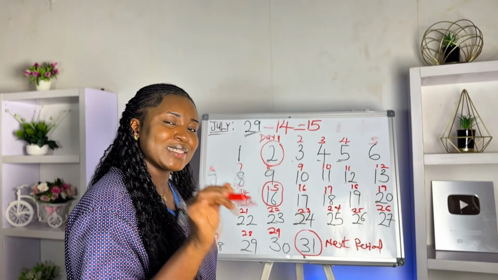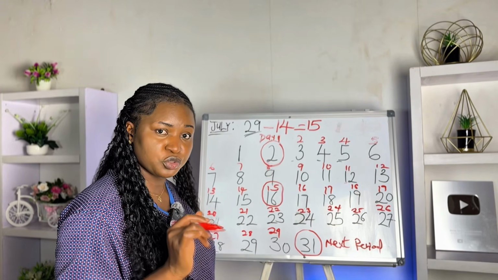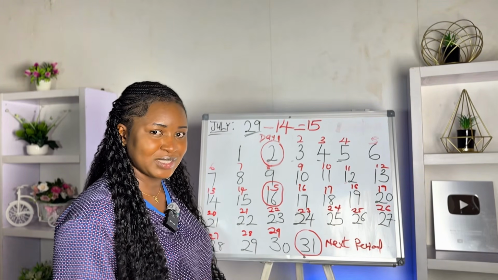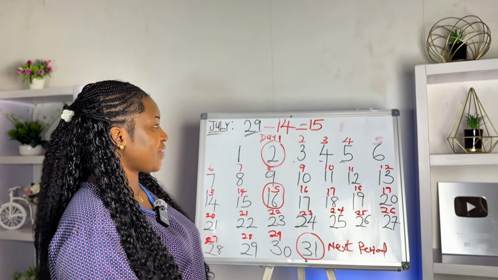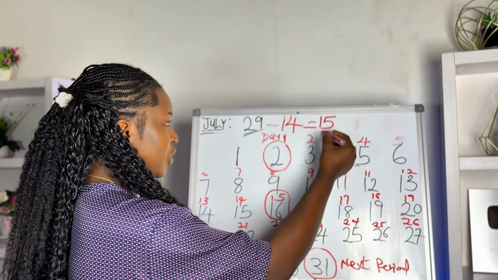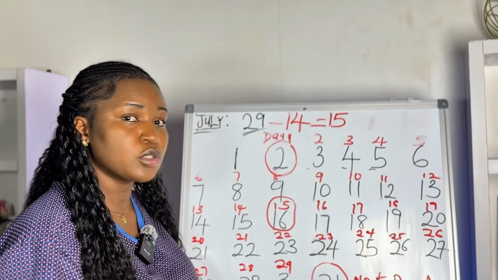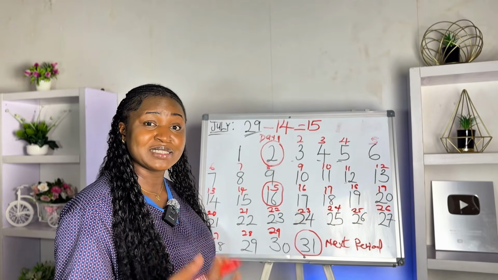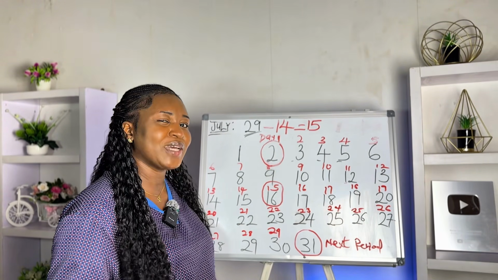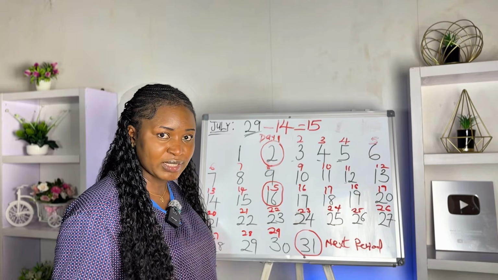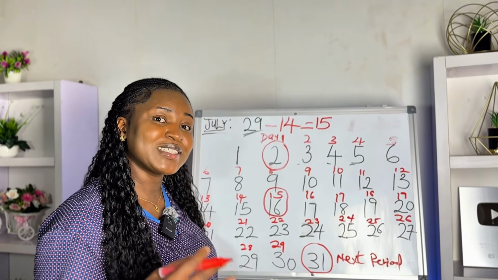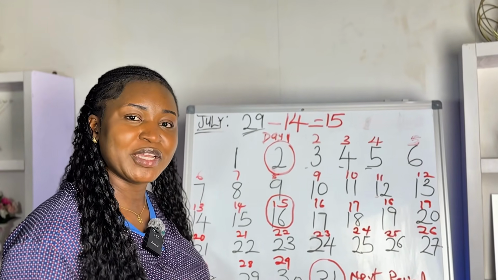Now, this is one part I need you to pay close attention to. Ovulation day is not always precise. You can't just say, now I have calculated and I know I'm going to ovulate on the 15th, and you dwell on that. No. This calculation just gives you an estimated day of ovulation. It gives you an idea of when you're going to ovulate. So it's not always guaranteed. To be on the safer side, we use the plus and minus 2 method.